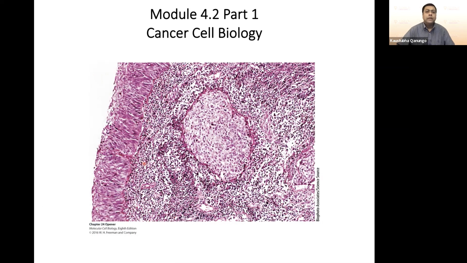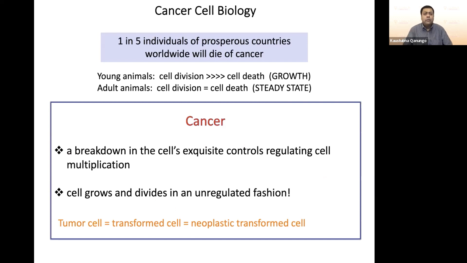So we're starting with cancer cell biology. The reason we are talking about cancer at the end is that many of the things we have studied in this cell biology course will all come together, and there is a lot of synthesis of the material, which will explain how we study cancer cell biology. Along with that, it is really important that 1 in 5 individuals in the prosperous countries worldwide will die of cancer, and everybody is touched by cancer in some way or the other.